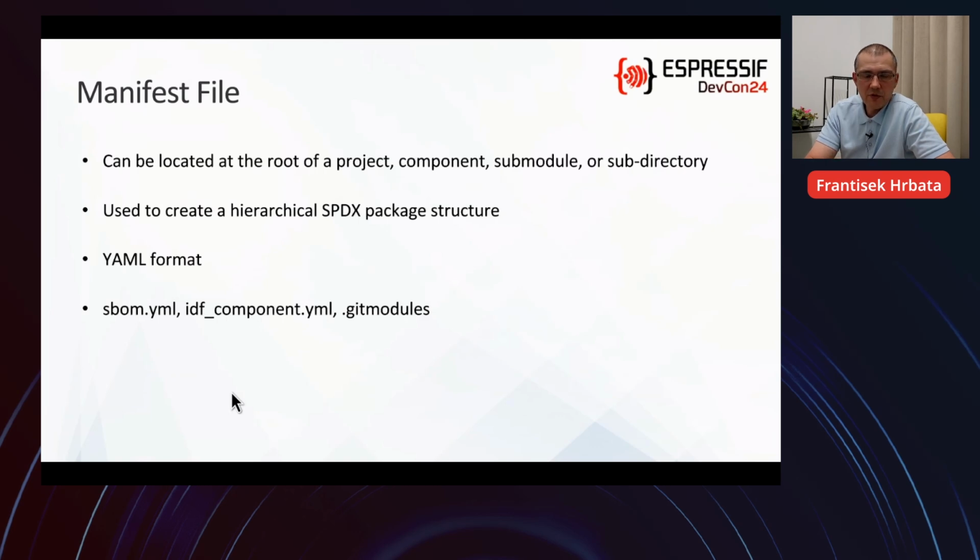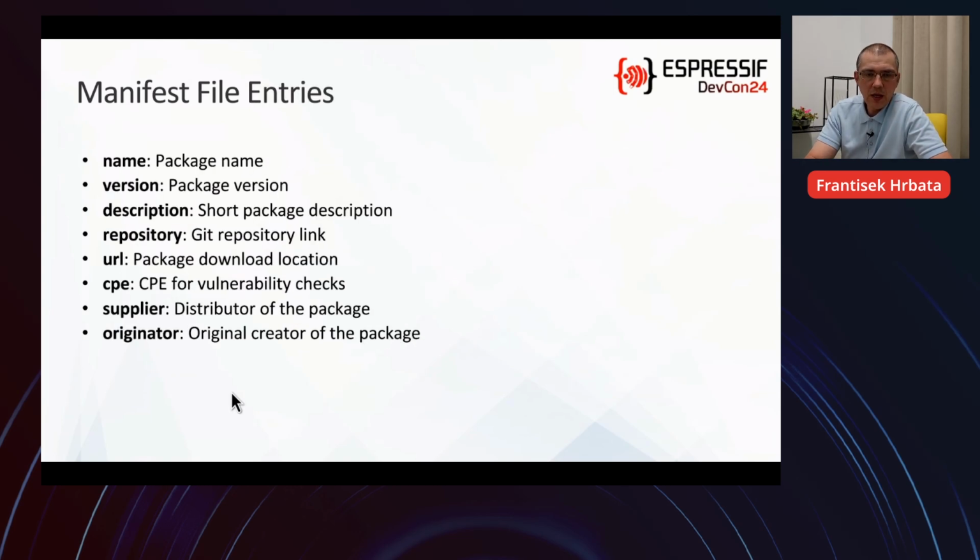It's in a simple YAML format, and the main file, which is looked for by the esp-idf-sbom tool, is sbom.yml. But the information can also be provided within idf_component.yml, which is a manifest file for components managed by the component manager, and also directly in Git modules. I will show you examples of how it may look. Now, what can be specified in the manifest file?